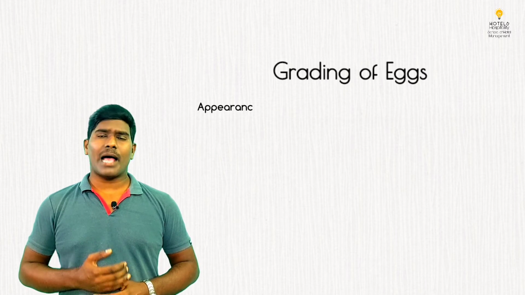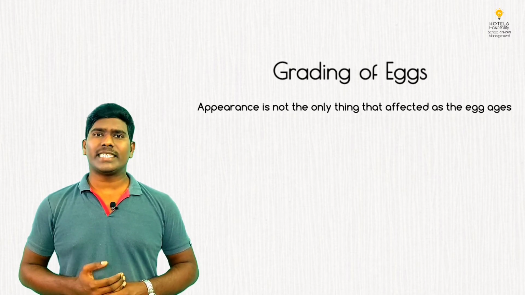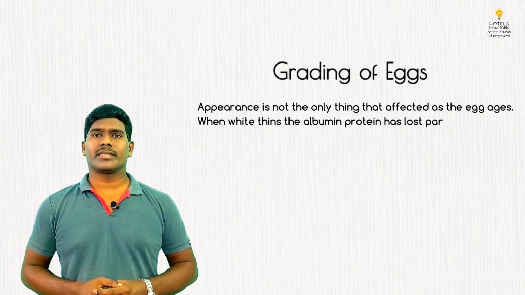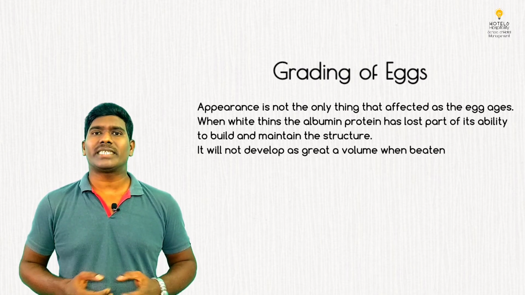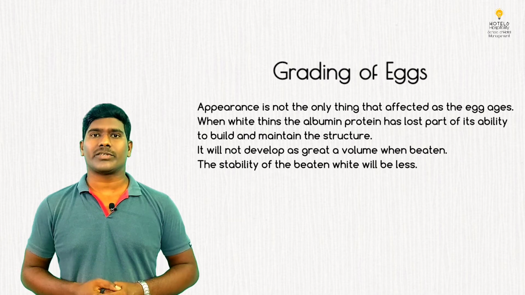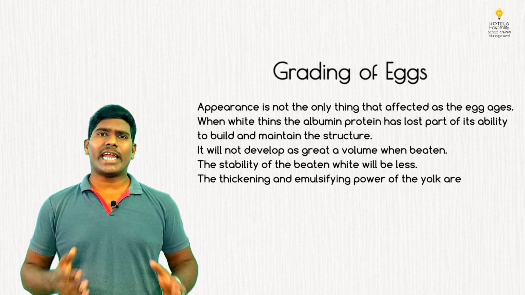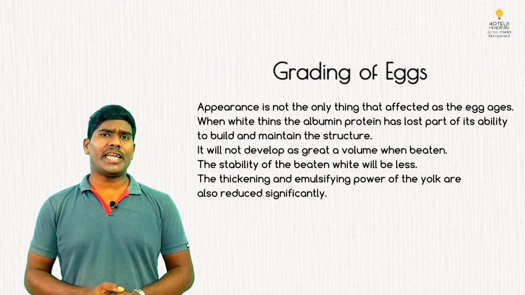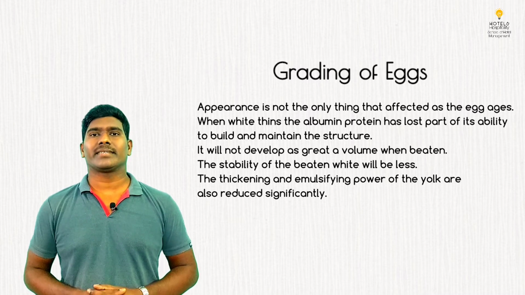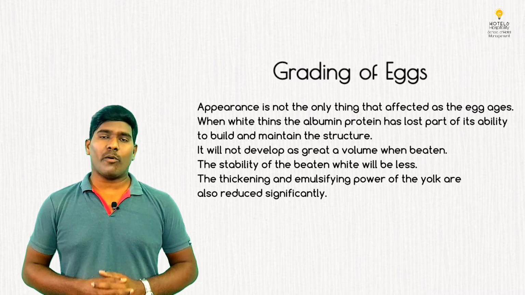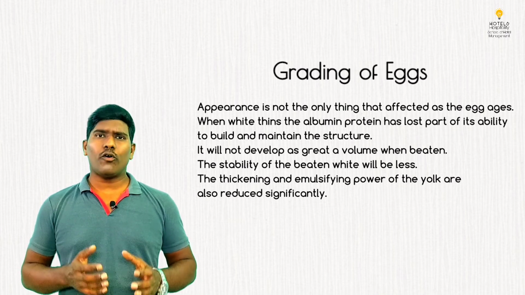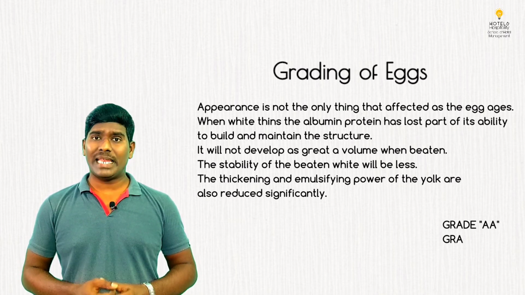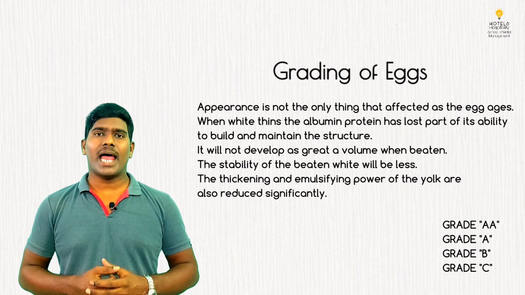Grading the eggs. Appearance is not the only thing that is affected when the egg ages. When the white thins, the albumin protein has lost part of its ability to build and maintain structure. It will not develop a great volume when beaten. The stability of the beaten white will be less. The thickening and emulsifying power of the yolk are also reduced significantly. There are 4 grades of eggs: AA, A, B and C.